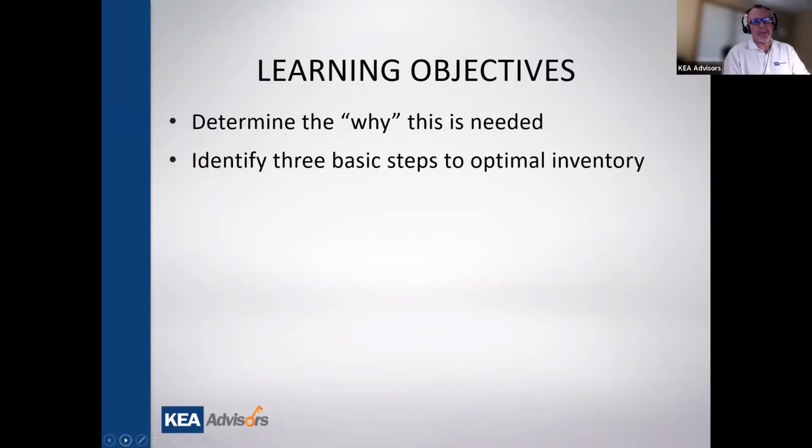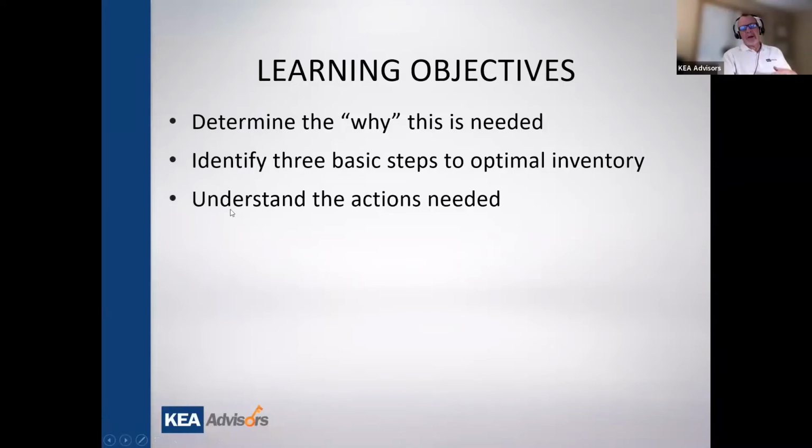Secondly, as we talked about, the 3 basic steps to the optimal inventory. And those 3 basic steps were, first of all, setting up the guardrails. Secondly, understanding and identifying the obsolete inventory. And third, the daily inventory integrity items and actions to do. The last one is understanding the actions needed. And so again, digging into these 3 steps and then the actions that are needed to make it happen.